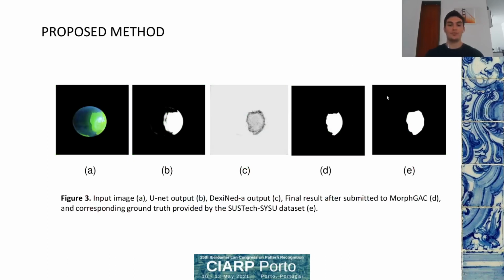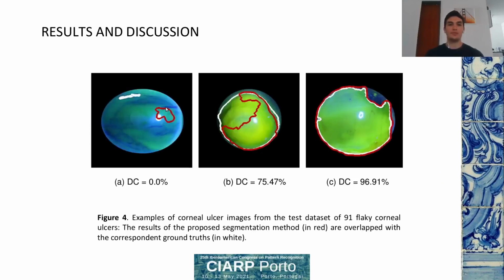Here we have an output of each one of the layers of the method. Here we have the raw image, which is submitted to the model, and the UNet output, which is the output of the first layer of the method, the output of the DexiNed, which is the second layer of the method, and the final result, which is provided by the morphological GAC operation. So here we have the ground truth provided by the dataset, which is very similar to the result provided by our method.